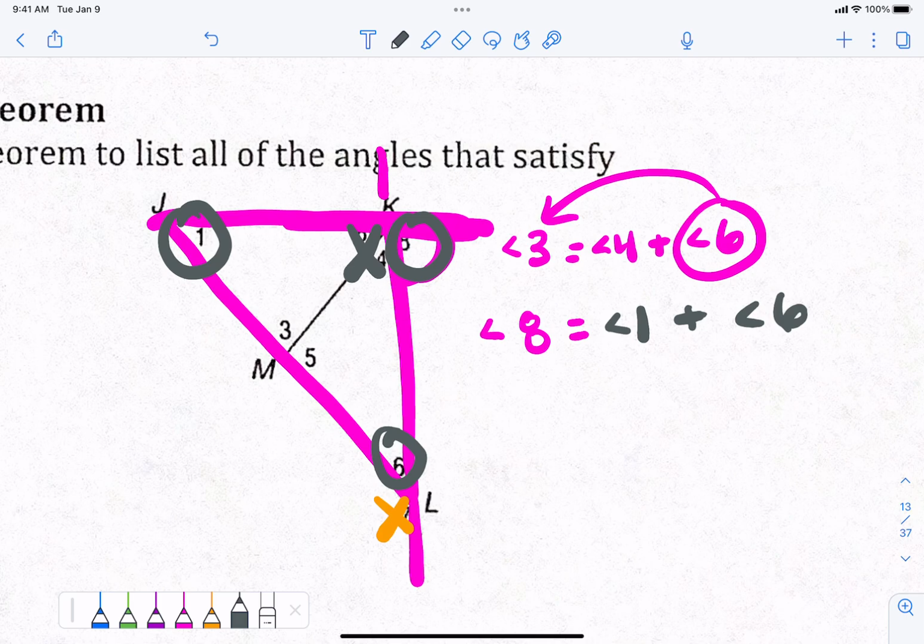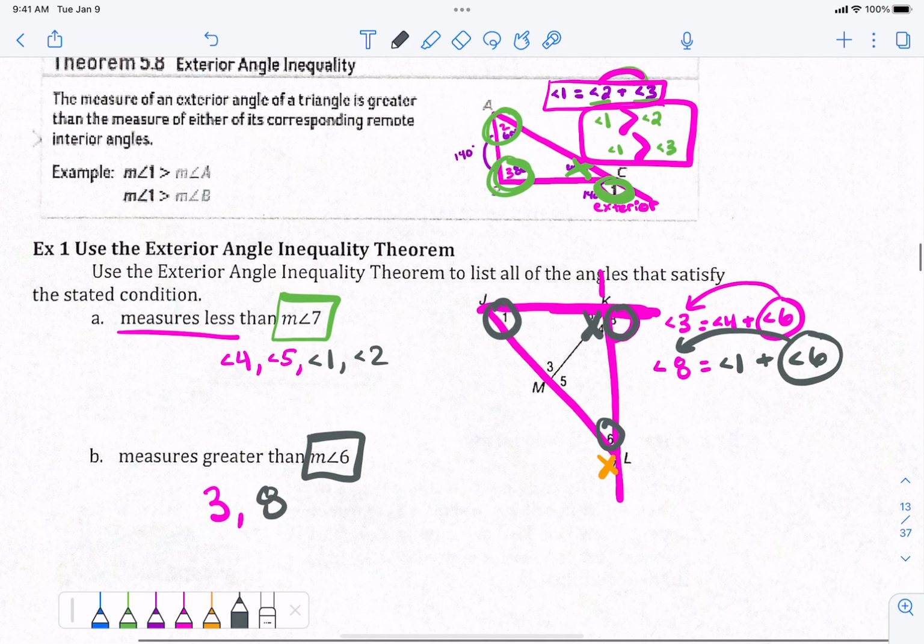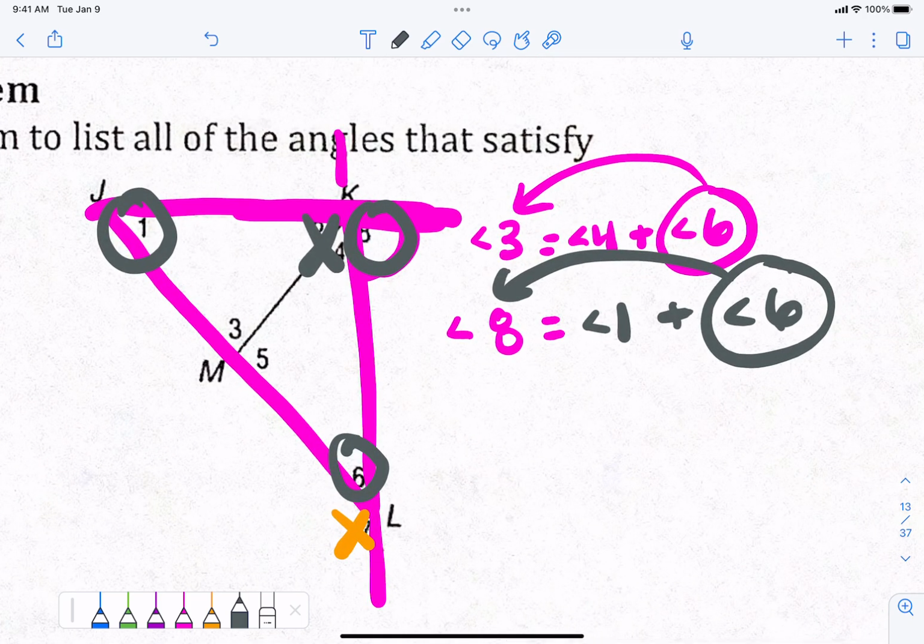Alright, so what's bigger than 6? 8. There you go. 3 and 8 have to be bigger than 6. Does that make sense? And that's it. Woo-hoo. No meters. That's all that we can say definitively. I get that there's some of them that look bigger, but definitively we can only say that those two are bigger than 6. Have to be for sure.